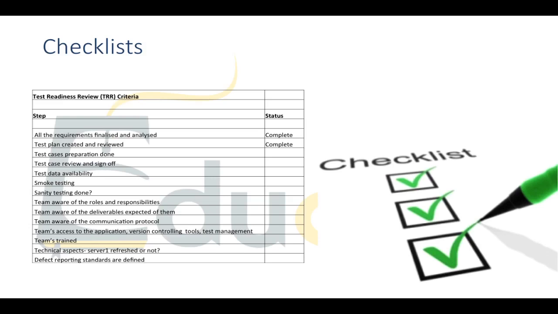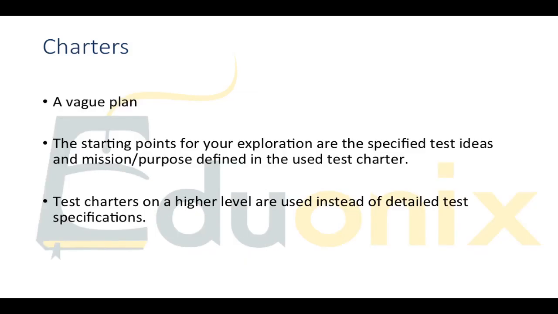Now, once this checklist is complete, the product is essentially ready to be handed over for either beta testing or release, depending on what stage you're at. The decision to do that isn't usually made by the testing team. It would be made by the project management team. But anyway, the test readiness review has to be completed. And finally, we have charters.